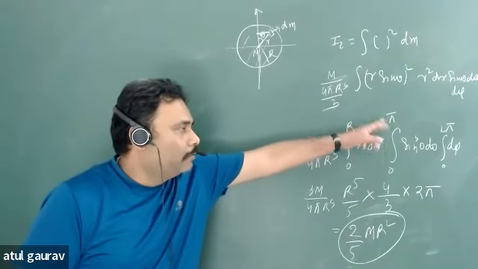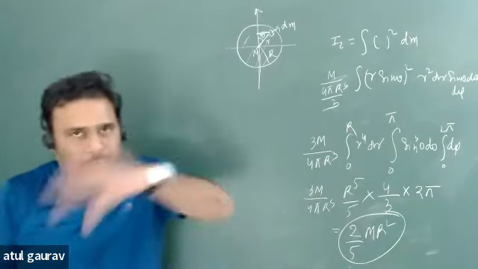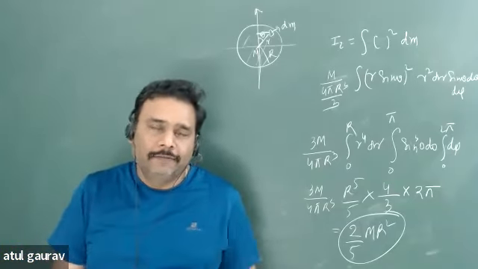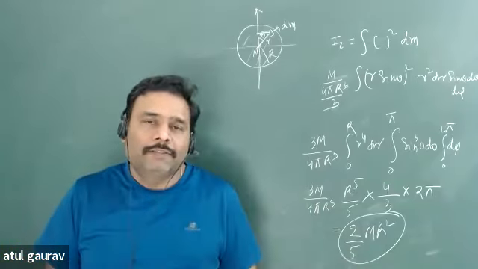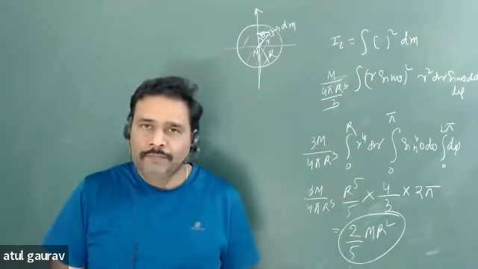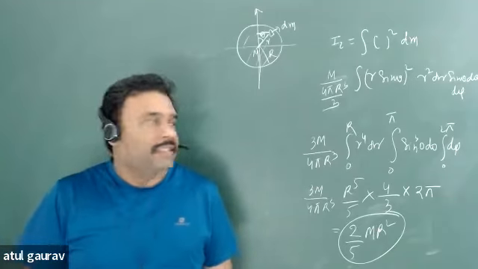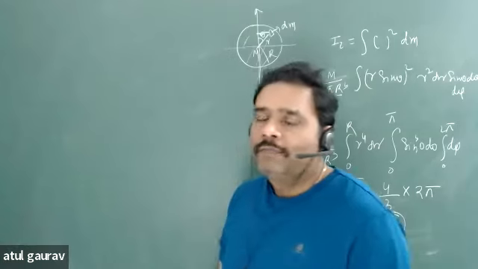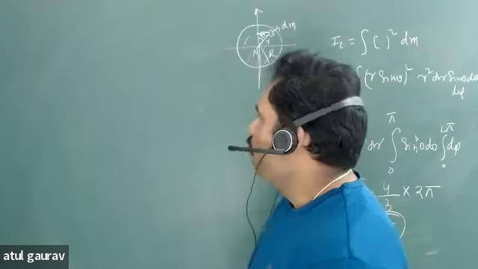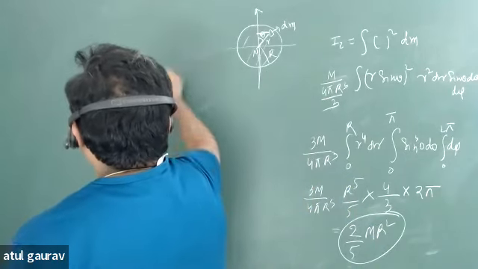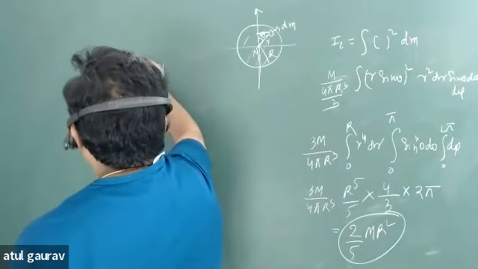If this were 0 to pi by 2, what would happen? 2/3 for the hemisphere. We calculated it for the hemisphere, remember? Izz would also be 2/5 m r square. Just try to calculate and think about what is going to happen. Okay? Now, let's go for a cylinder.